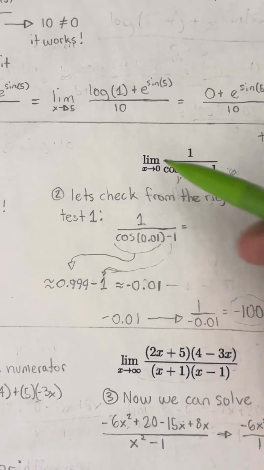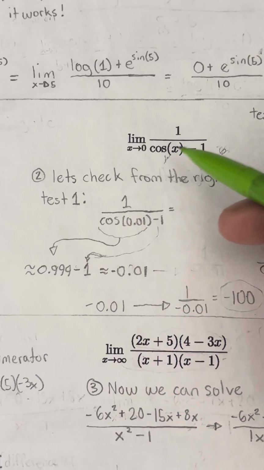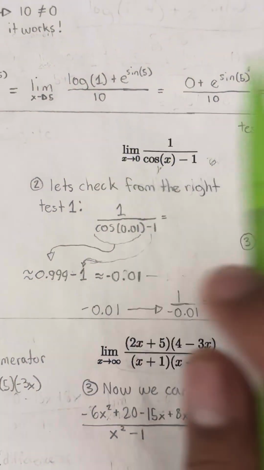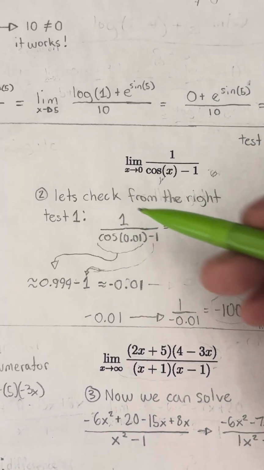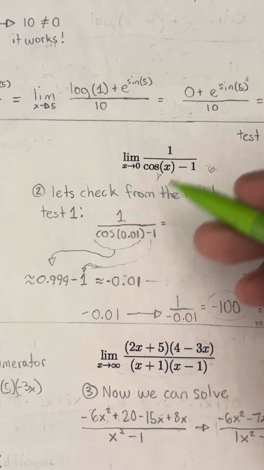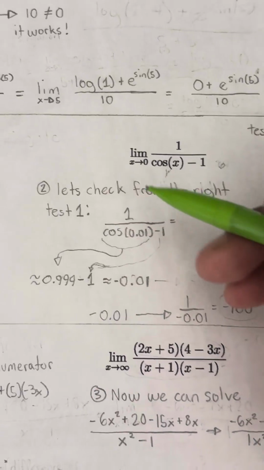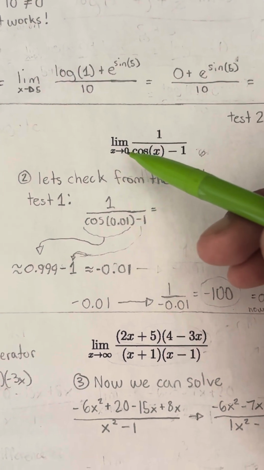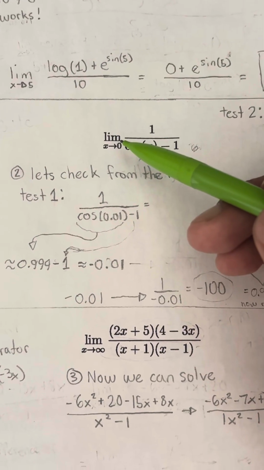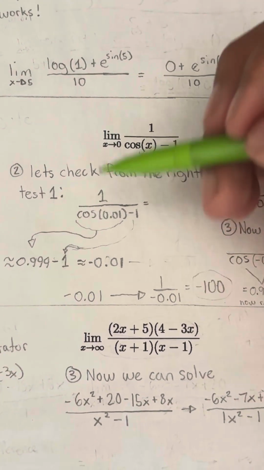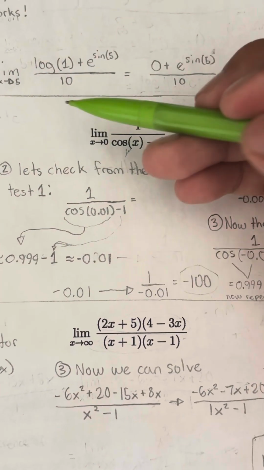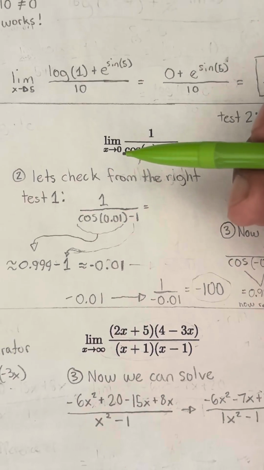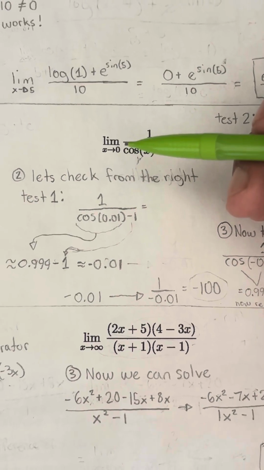So since we can't plug in 0 here because it'll end up with 0 as a denominator, the next thing we could do is check from both sides. We could do a test. We know that x is approaching 0, but isn't really 0. So what we do here is try to find a number that's really, really close to 0, but isn't 0.